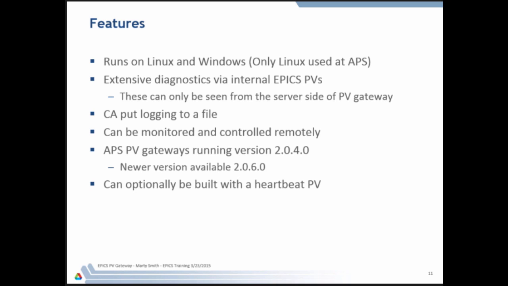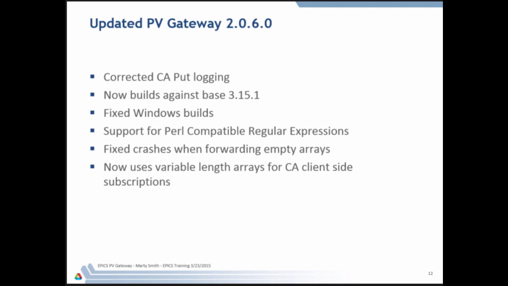So the APS gateways are running version 2.0.4, but the newer version is 2.0.6. You can also build the gateway with an optional heartbeat PV, which I'm not going to cover, but it may come in handy if you're using a PV name server with the gateway. I could touch on that if you want, but I don't think it's of interest to you guys.